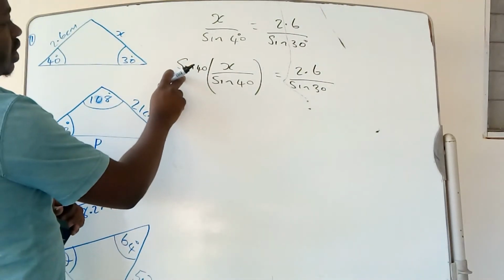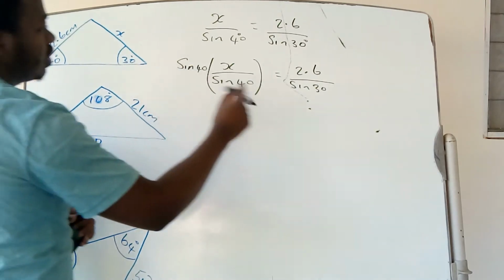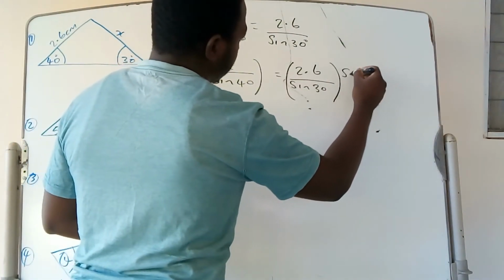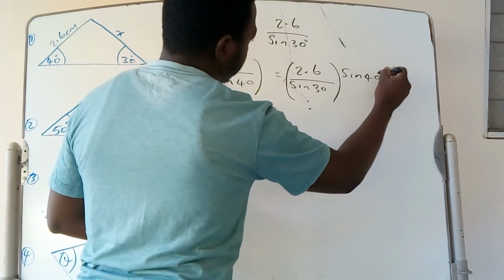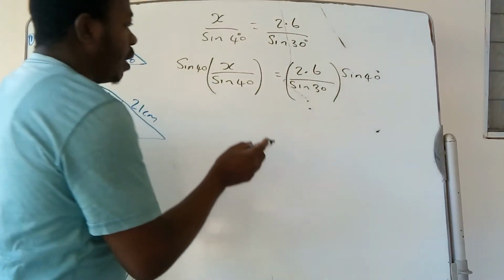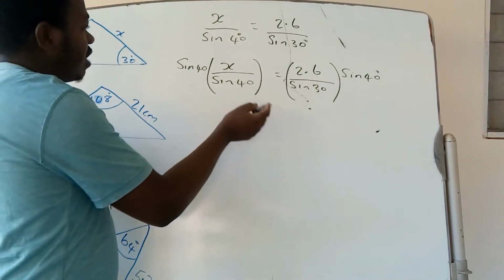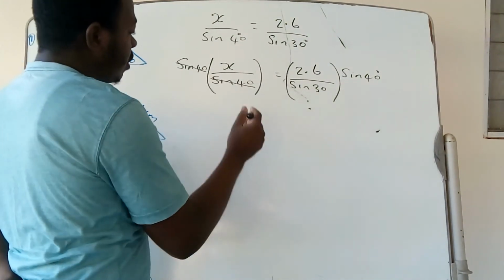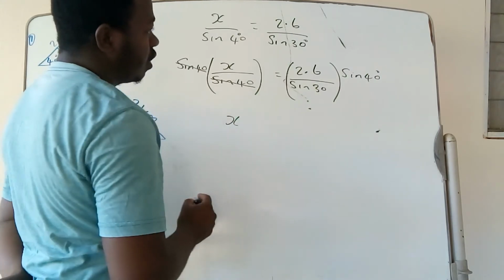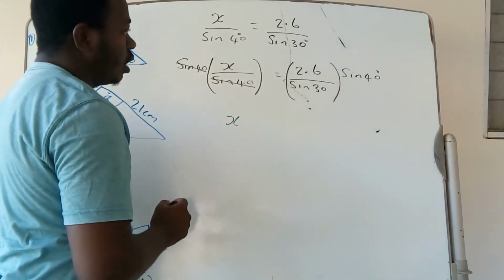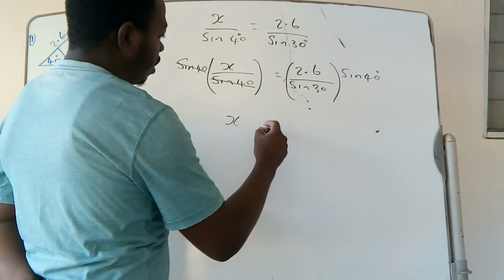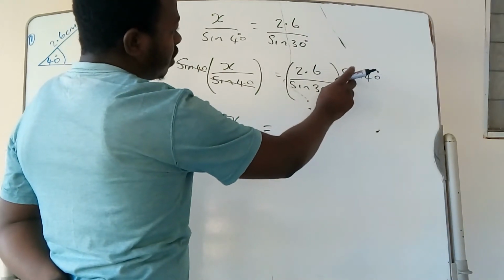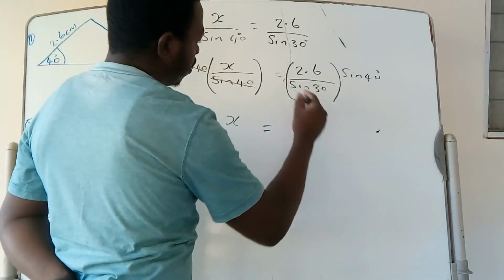Whatever I do to one side, I also have to do to the other side, so I'm going to multiply all of this by sine 40 degrees as well. Multiplying both sides by sine 40 will cancel out this sine 40, so all I'm left with is x. And x here is now equal to 2.6 times sine 40.